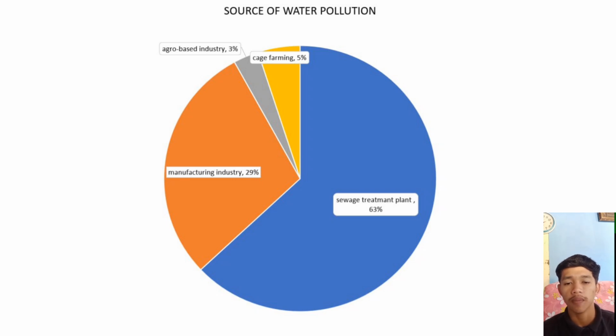Firstly, the pie chart. The topic of the pie chart is the source of water pollution. Okay, we look at the pie chart. The biggest percentage in the source of water pollution is sewage treatment plant, that is 60%. Next, the smallest percentage is agro-based industry, that is 3%. Lastly, the percentage of water pollution in manufacturing industry shows almost a quarter of the pie chart, which is 29%.